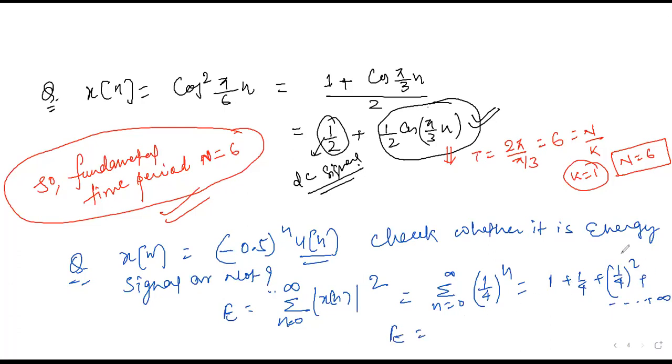This is in terms of your GP, so you can write A upon 1 minus r. So this is 1 upon 1 minus 1 by 4. So the answer will be 4 by 3, which is less than infinity. It means this is an energy signal. If energy is finite, then this is called an energy signal.